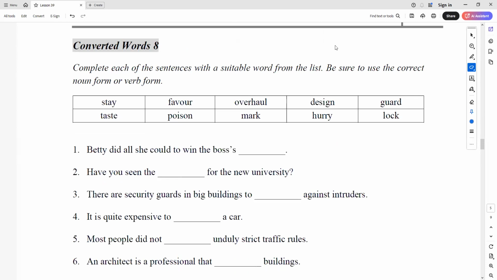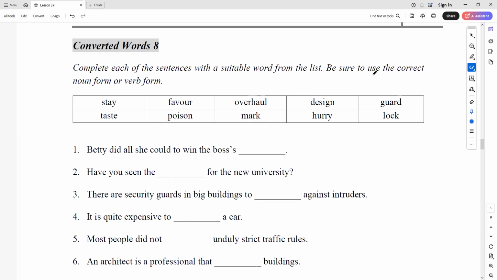Okay, it's converted words. So we'll complete this one first before we take a break. Okay. So let's come to the options that we have here. First is there, taste, favor, poison, overhaul, mock, design, hurry, gut, and lock.